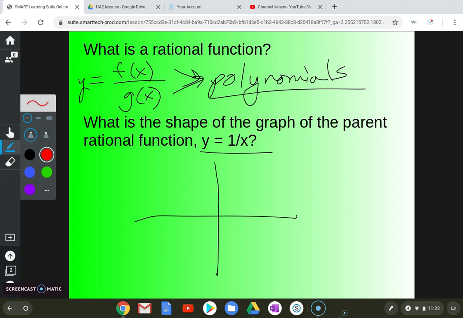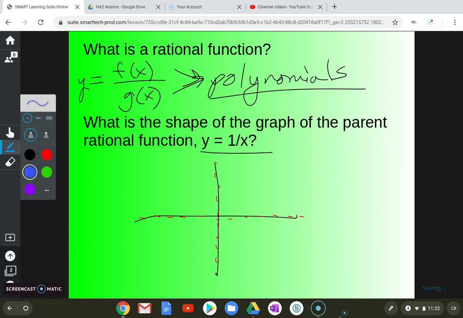Most rational functions have asymptotes. The parent graph, y equals 1 over x, has what's called a vertical asymptote at x equals 0 and a horizontal asymptote at y equals 0.